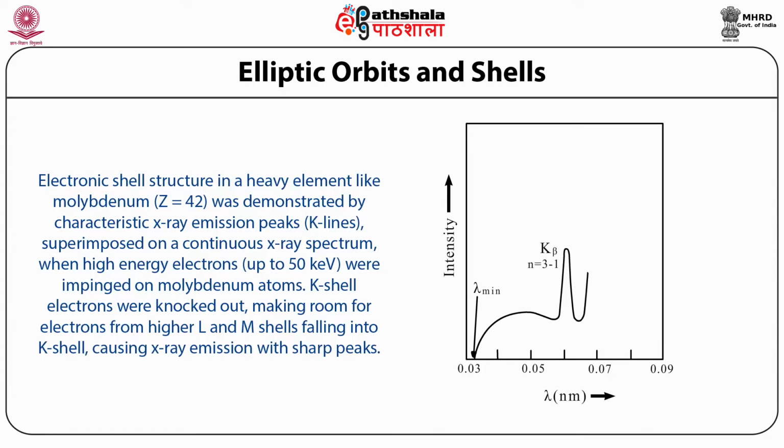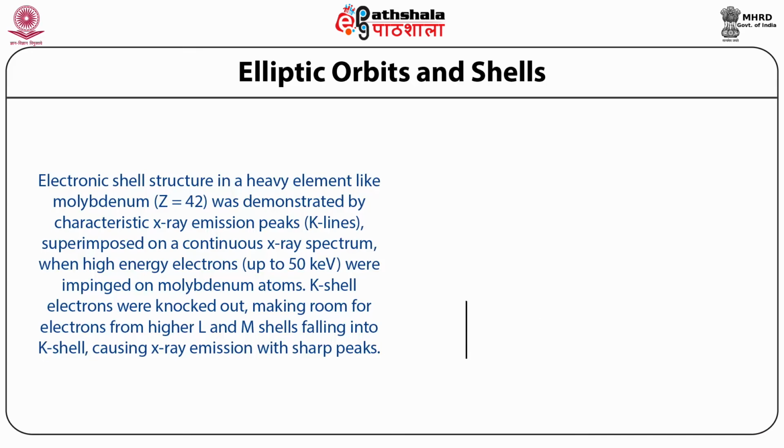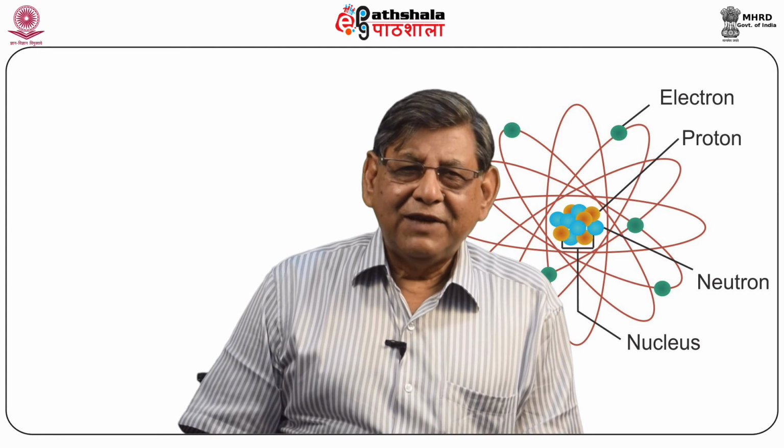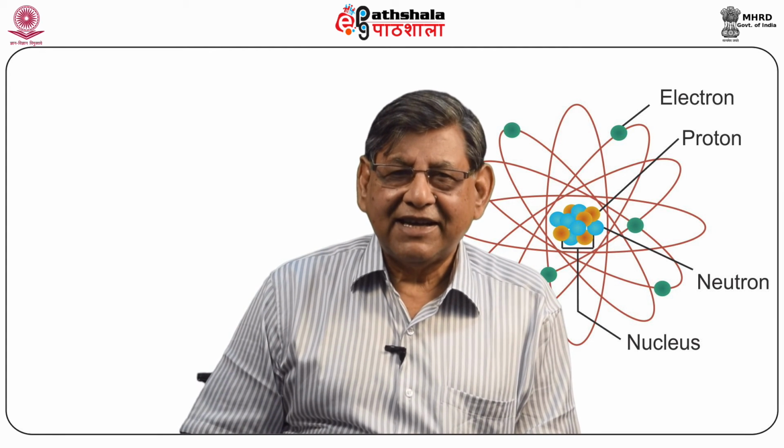And what is the K beta line? Well, that is a transition from n equal to 3 to n equal to 1 shell, which means that it is a transition from the M shell to the K shell. So this confirms the Bohr model all the more. You can see the 2 lines in the X-ray region as expected for molybdenum. We have now come to the end of the lecture.